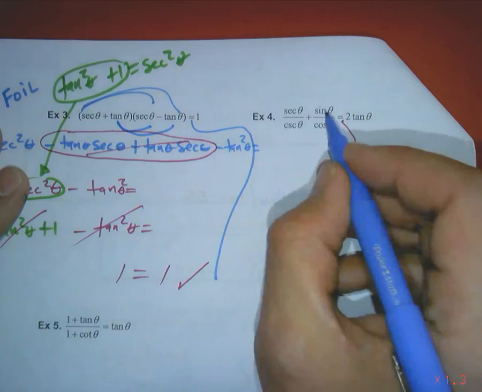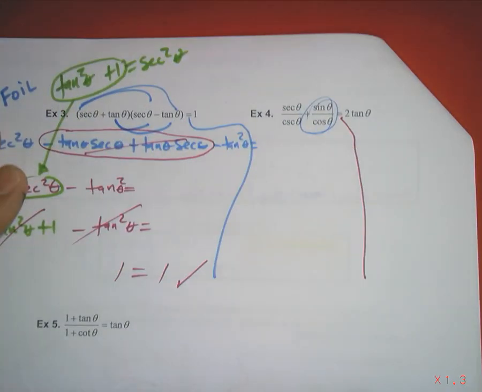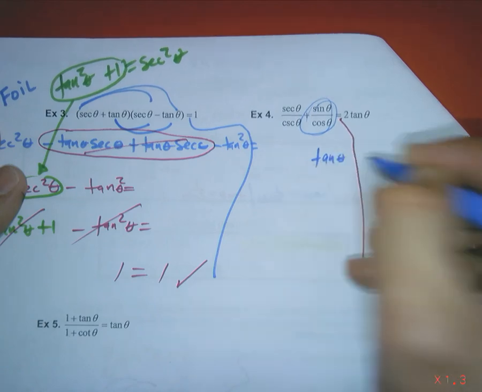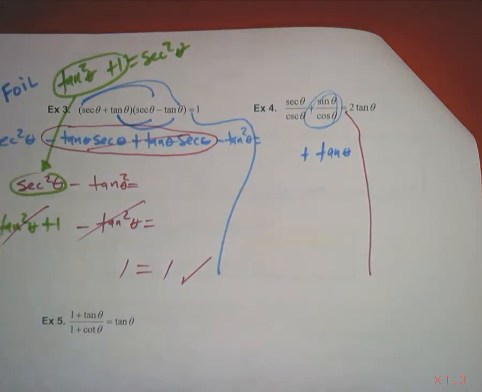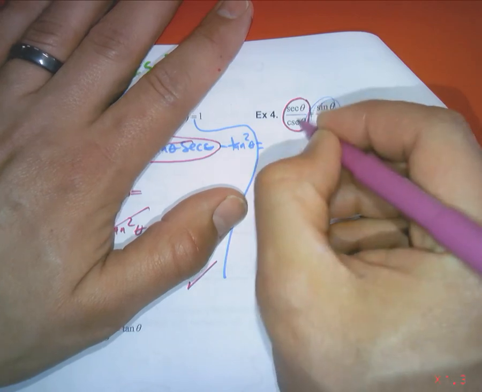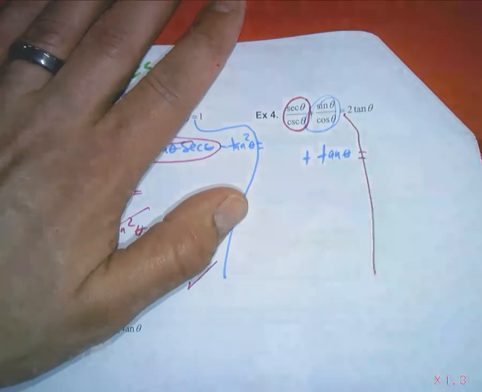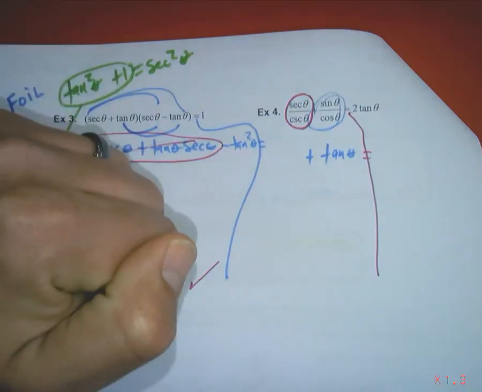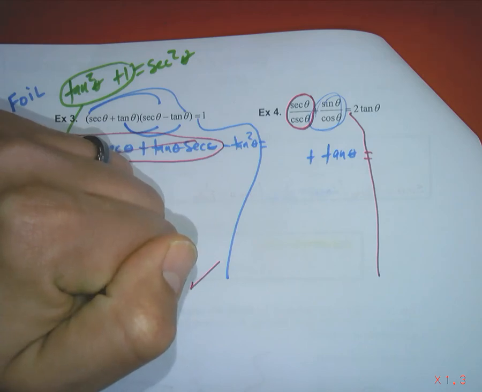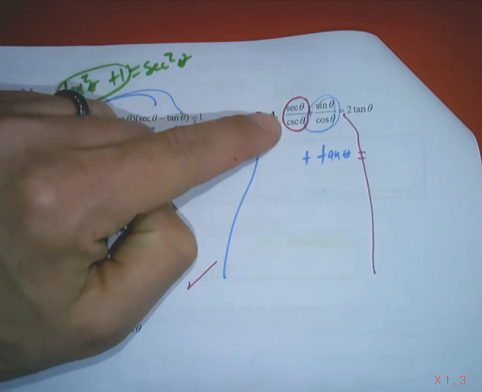So I take a look. First thing I know is, well, I know what this guy is. Sine over cosine, that is tangent. So I'm like halfway there, right? So as I take a look, now I got this guy. Well, any suggestions on what we can do with secant over cosecant? Remember what we're trying to get. We're trying to get 2 tangents. I got one of them right now. I need one more. I need one more sine over cosine. So any suggestions what to do with secant over cosecant?